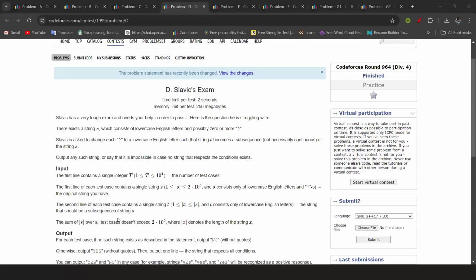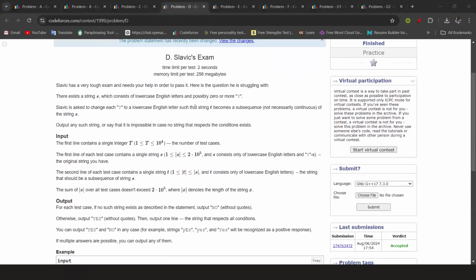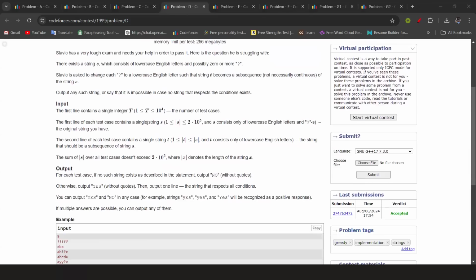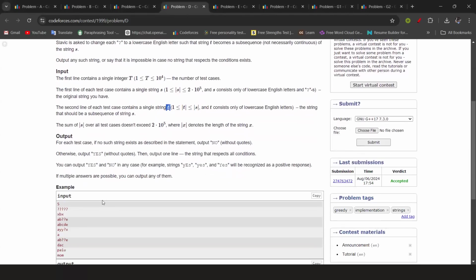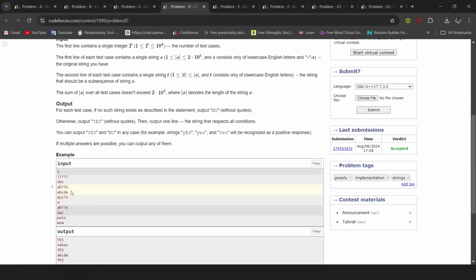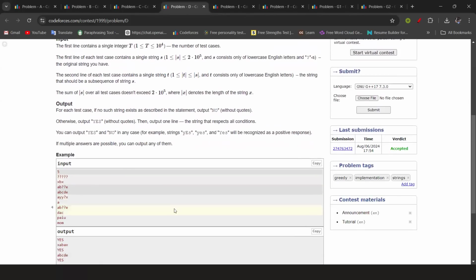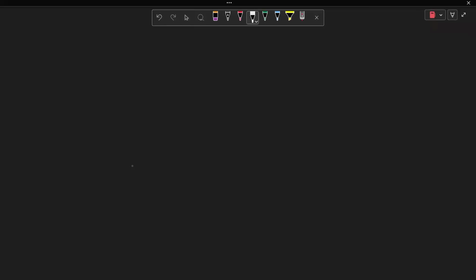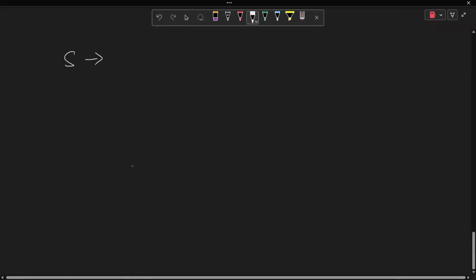What we have here is Salvik, he is struggling with a question. In this, we are basically given two strings, S and T, and let's see what we need to find out here. T is smaller than S. What we need to do is make T a subsequence of S.